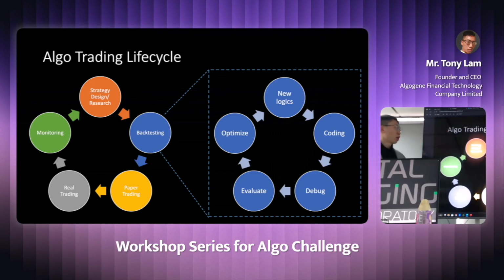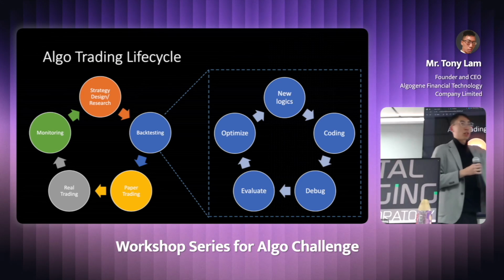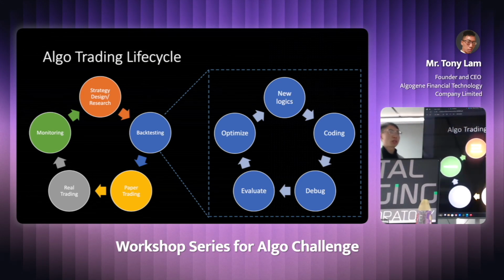First of all, we need to formulate our logic. Let's say we have some kind of technical indicator that we learned from somewhere else, and we want to see whether this indicator works in our market. So we need to formulate our trading process and programming code, and then we need to do the debugging. Most of the time, when we write a program, we need to do debugging.